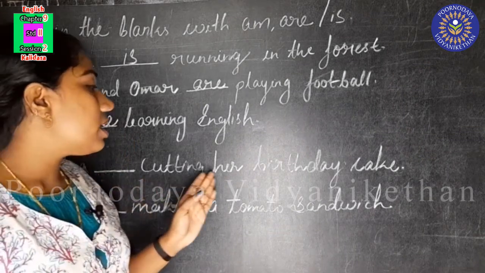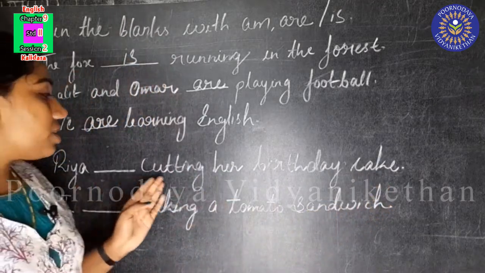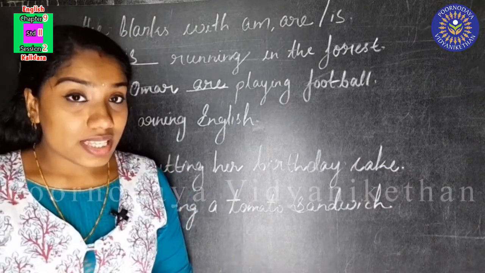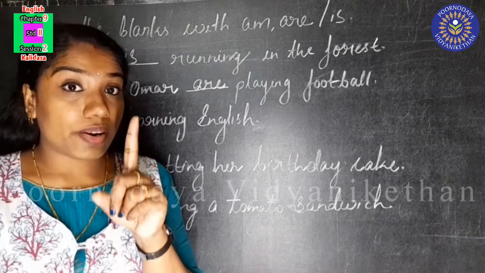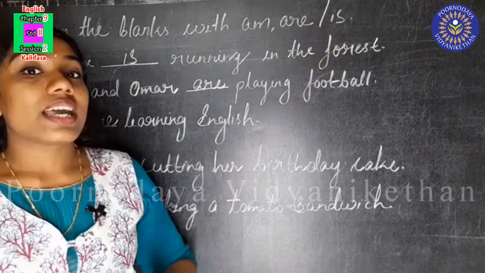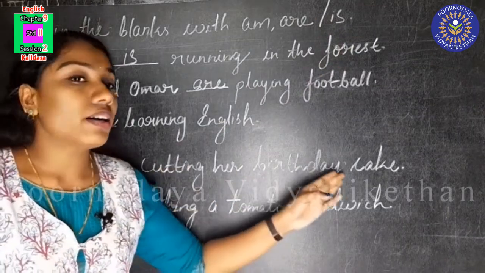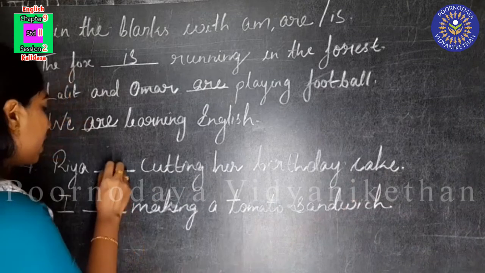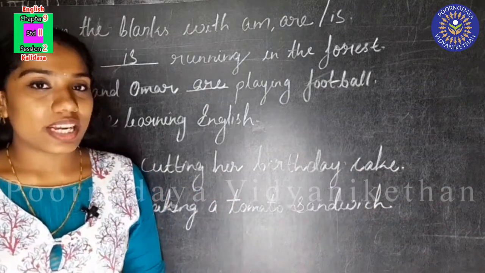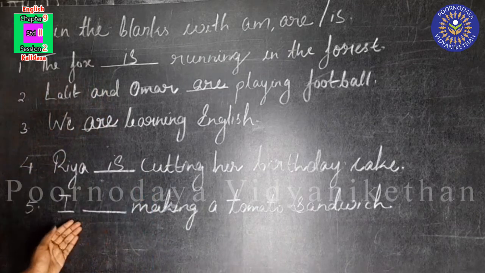Ria dash cutting her birthday cake. Yes, Ria is in singular form. There is only one person. So we can add is with Ria. Ria is cutting her birthday cake. Did you understand, children? It is very simple, isn't it? Now, see the last one.